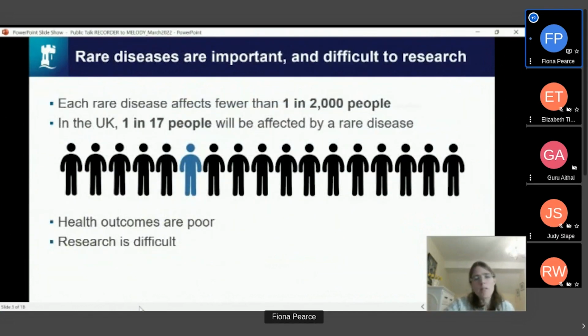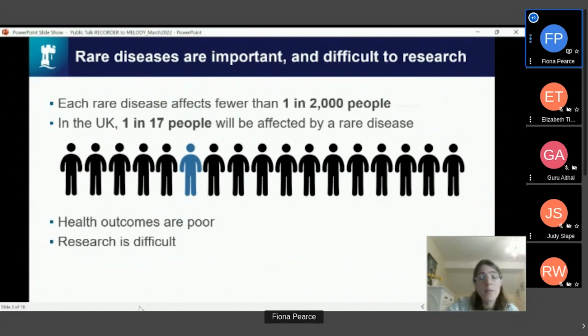What I'm going to talk to you about tonight is rare diseases and how difficult it is for people with rare diseases and people trying to do research in rare diseases. Because they're rare, each rare disease affects fewer than 1 in 2,000 people. It's really difficult to get enough information together to know anything about them. But there are so many rare diseases, more than 5,000, that when you take them together, rare diseases are actually very common.